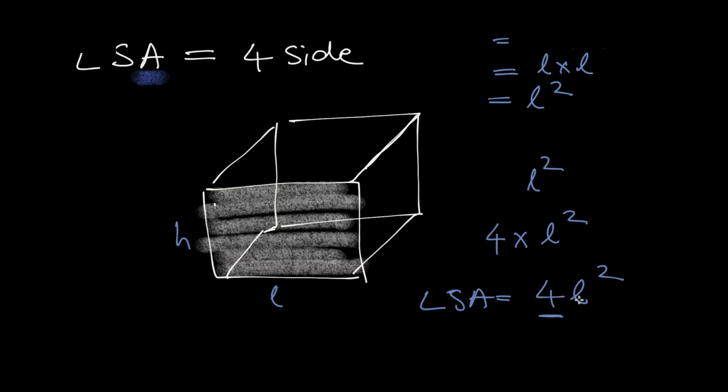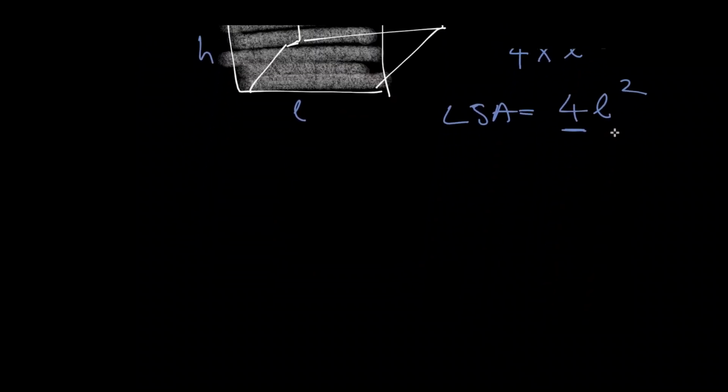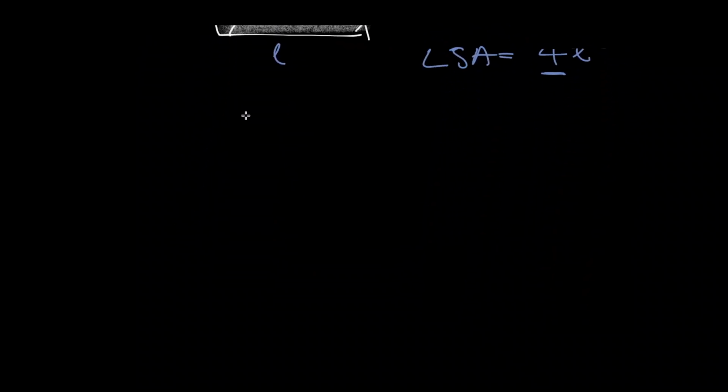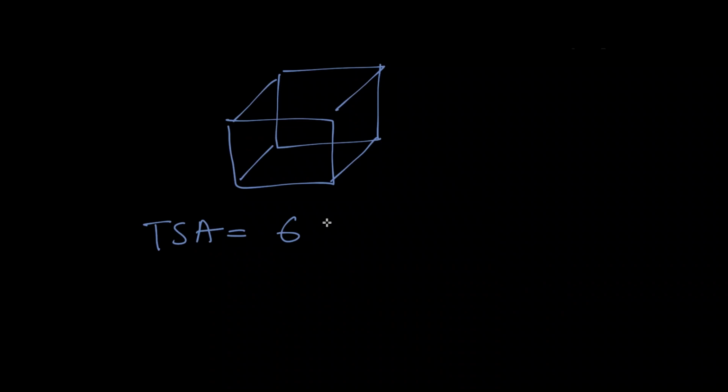In the same way, we are going to find out the total surface area. Total surface area is exactly the same as lateral surface area, but we are going to take all six sides. So this is the first side, the back side, second side, third, fourth, the bottom side, fifth, and this is the top side, which is the sixth. So for total surface area, we take the area of six sides.